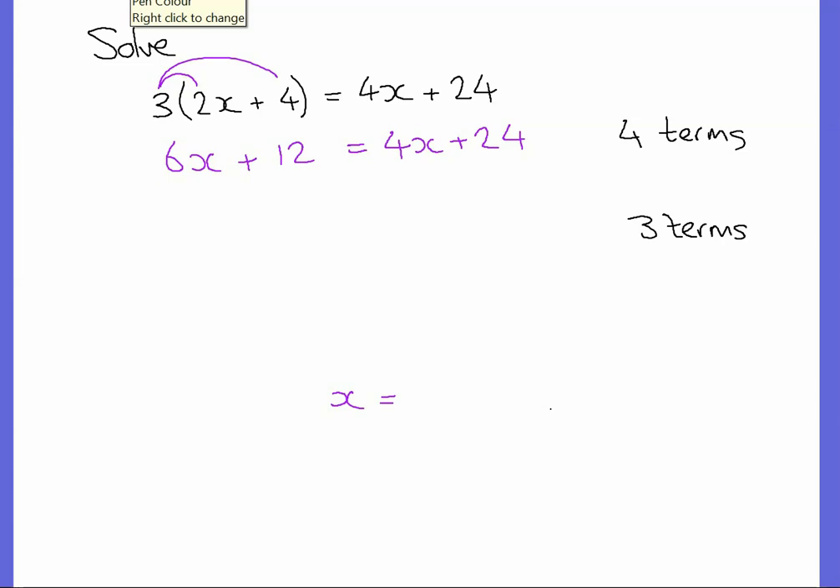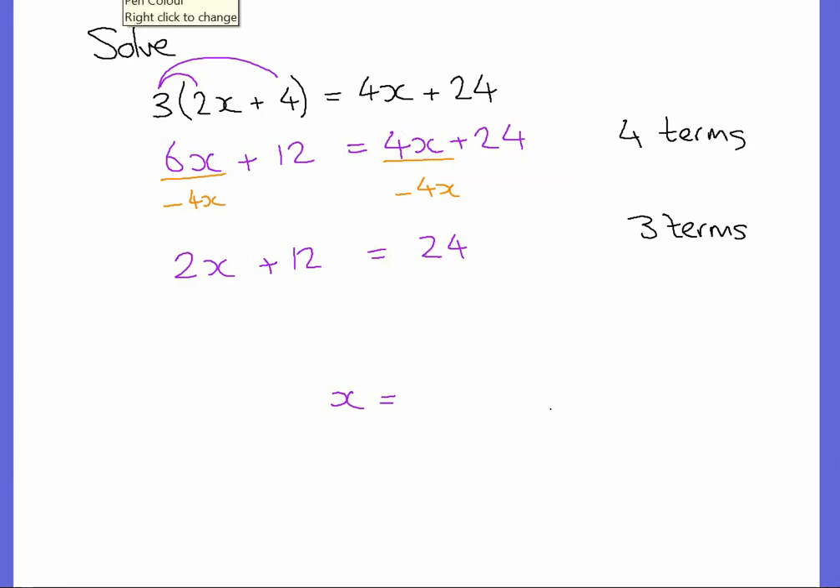So if we look at these x's, we have 6x and we have 4x. The right hand side has the least, so let's get rid of those. So that's minus 4x to both sides. Doing that, I will end up with 2x plus 12. Nothing's happening here. We're not taking any number terms. And we'll be left with 24 because the 4x is going to disappear. So now we've successfully got it down to 3 terms.